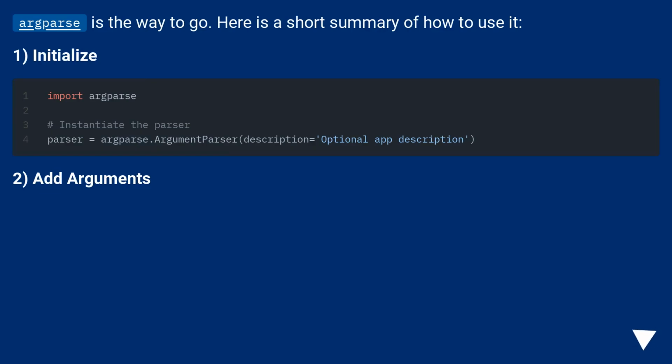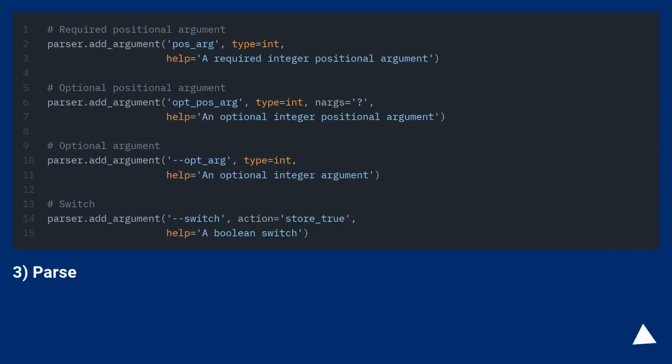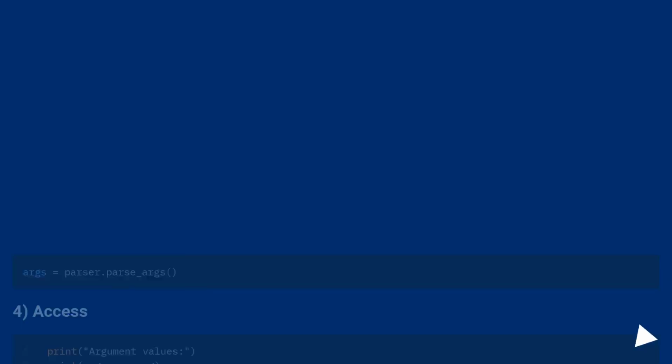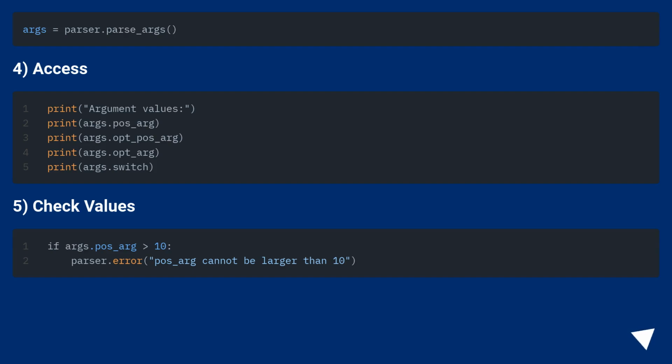Argparse is the way to go. Here is a short summary of how to use it. 1. Initialize. 2. Add arguments. 3. Parse. 4. Access. 5. Check values.